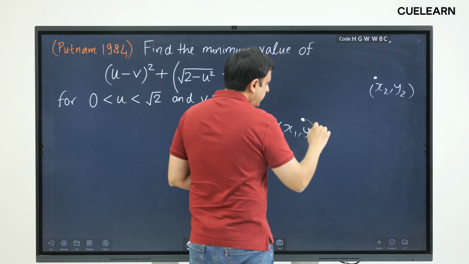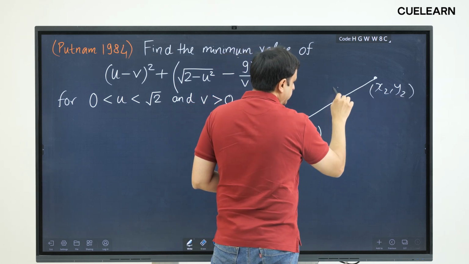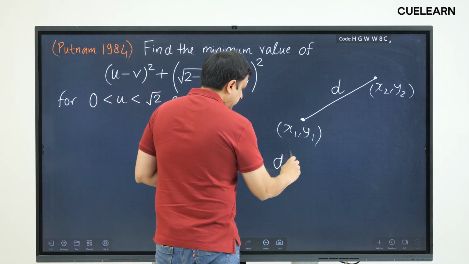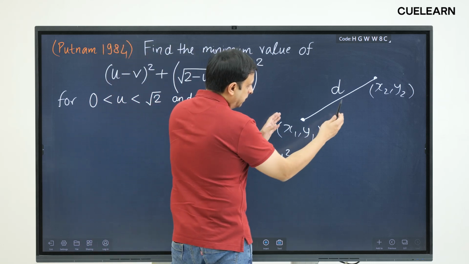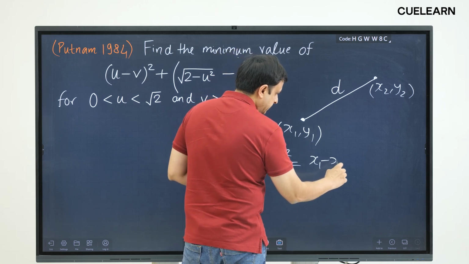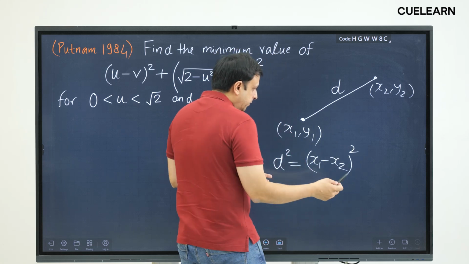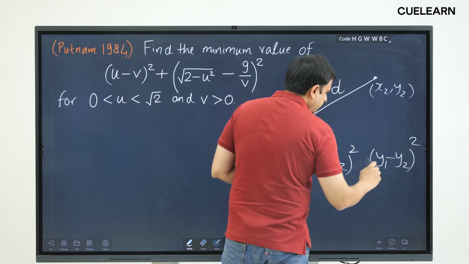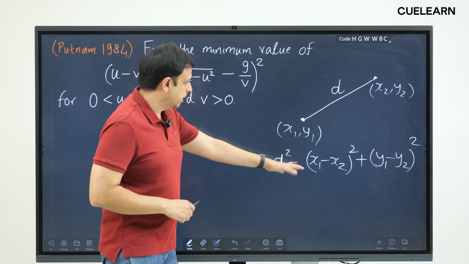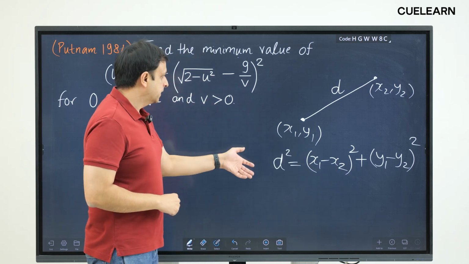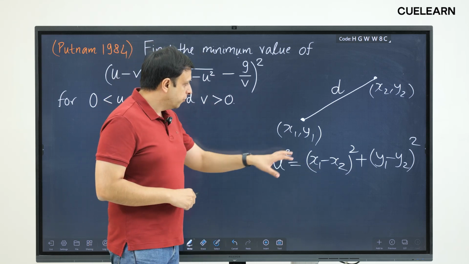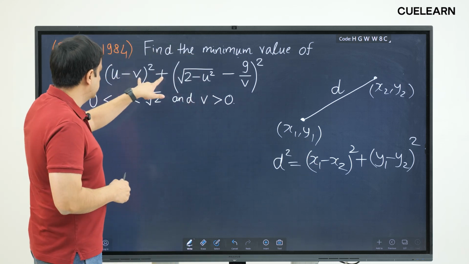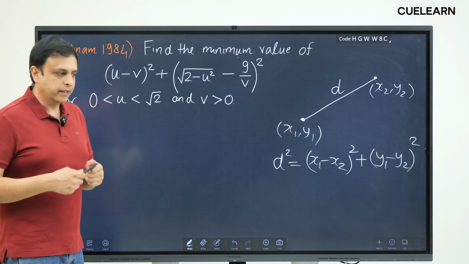And if you take these 2 points and the distance between them, let's say, is d, then the distance formula tells us that d square is given by the difference of the x coordinates. So that's (x1 minus x2) square, and then you take the difference of the y coordinates, so (y1 minus y2) square, and then you add them. So d square is given by this expression here, and that is the distance formula. And now if you notice the structure of the expression on the right side, you find that it resembles the structure of the expression given to us.